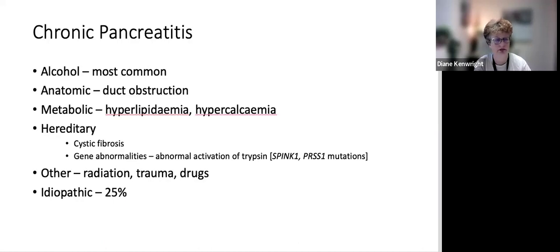Okay. So here's the summary for chronic pancreatitis. Alcohol is the most common cause. The next most common cause is repeated duct obstruction, causing minor episodes of acute pancreatitis. Metabolic disease with hyperlipidemia and hypercalcemia can cause damage to the pancreas. Cystic fibrosis can cause damage to the pancreas. And then there's a bunch of other stuff. So this is your VINDICATE. And sometimes we just don't know what causes the chronic pancreatitis.